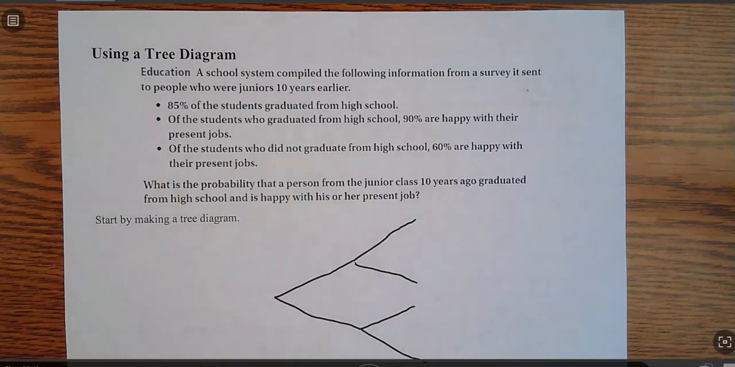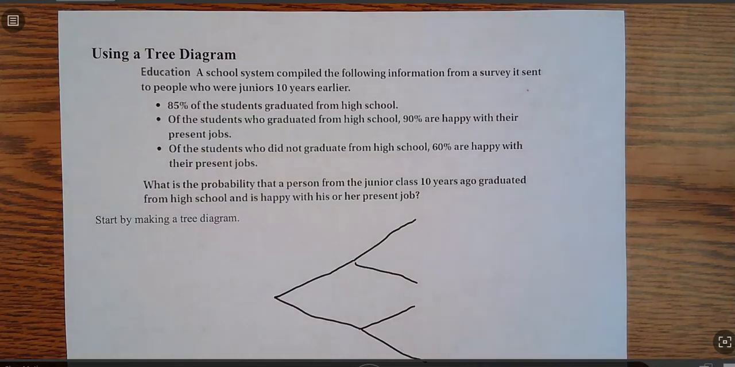85% of the students graduated from high school. Not a very high-achieving school, but of the students who graduated, 90% were happy with their present job. Of the students who did not graduate from high school, 60% are happy. What is the probability that a person from the junior class 10 years ago graduated and is happy? So that's out of everybody. Out of everybody, what's the probability of meeting these two requirements?